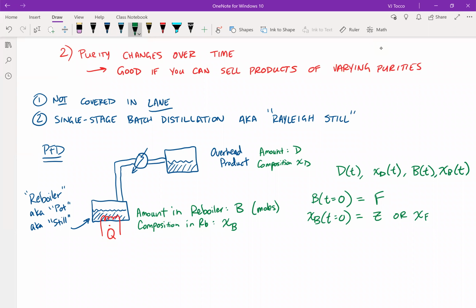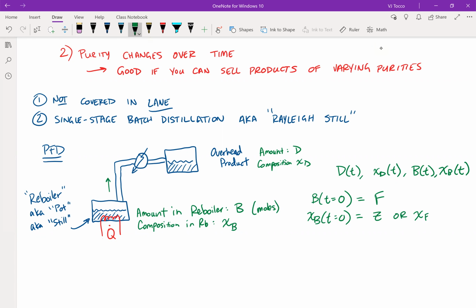And once again, I've said this previously, but I just want to hammer home this point again that D and B and F are all in terms of moles, not moles per time. So these are not flow rates. These are overall amounts. Two more variables that I have to fill in.